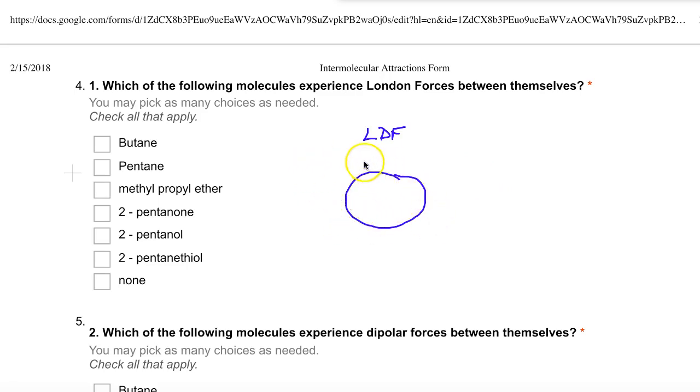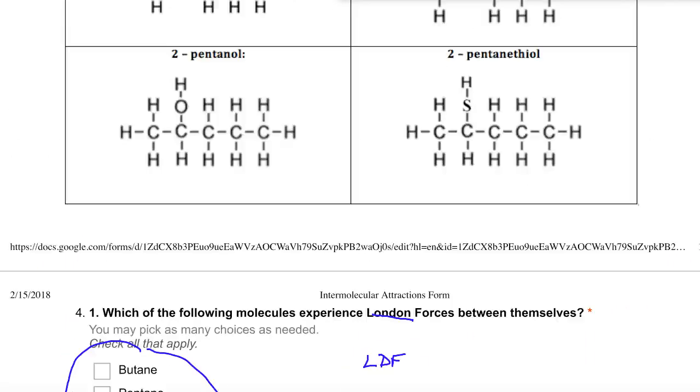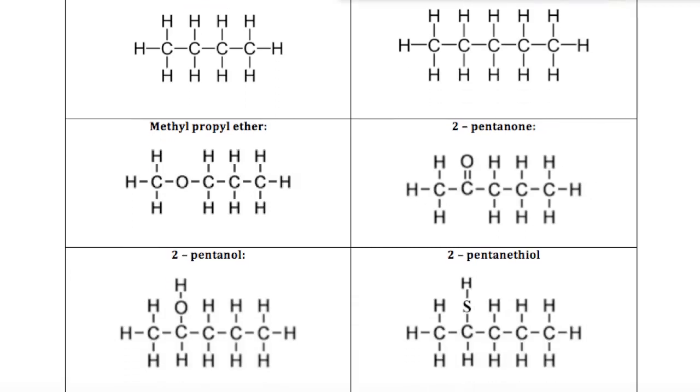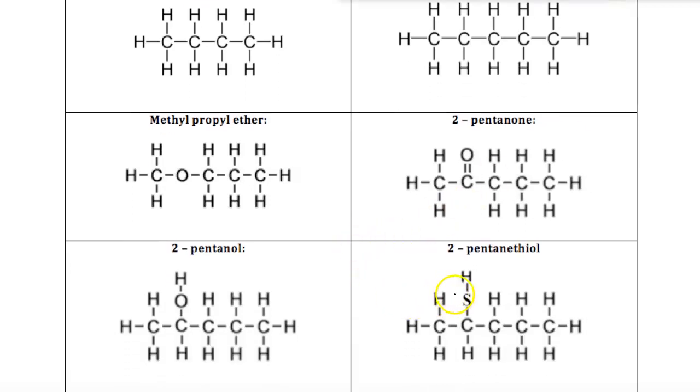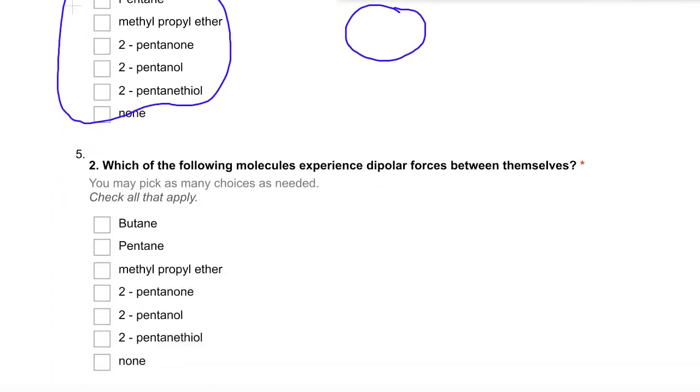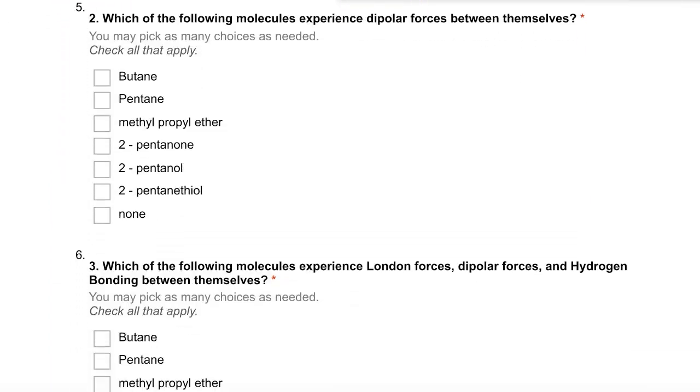So the question is, which of the following experience LDFs amongst themselves? Well, my friends, in chemistry, all of them, don't click the none, because all of these right here are molecules, and all of these have electron clouds. Remember, protons in the nucleus, electrons on the outside. So all of these, of course, have LDFs, whether you're polar or nonpolar. Okay, very important.